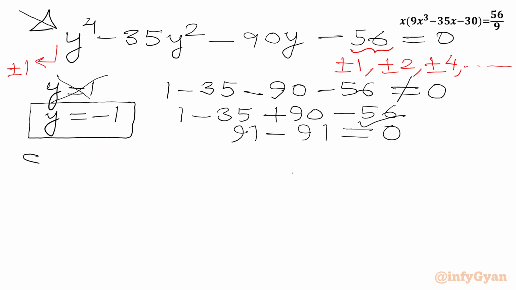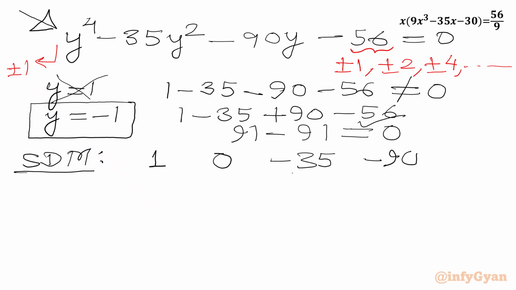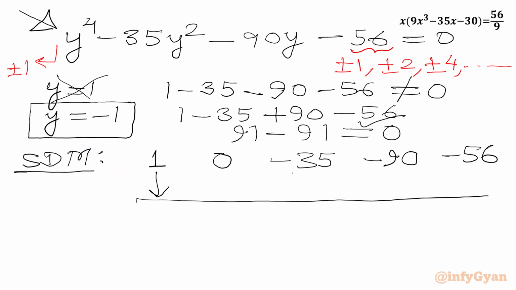Now we will be using synthetic division method, SDM. Here we need to write all the coefficients of quartic equation. Coefficient of y power 4, 1. Coefficient of y cube, it is missing, so 0. Coefficient of y square, minus 35. Coefficient of y, minus 90. Constant, minus 56. We will write leading coefficient 1 as it is.